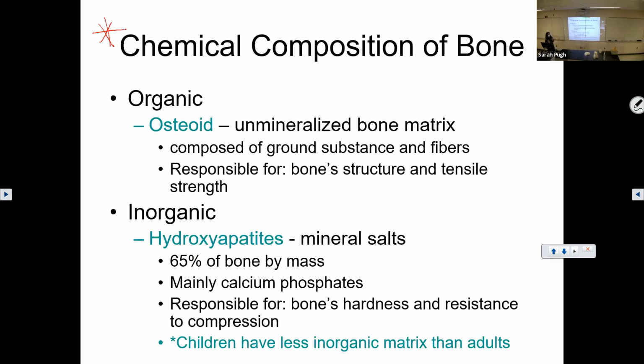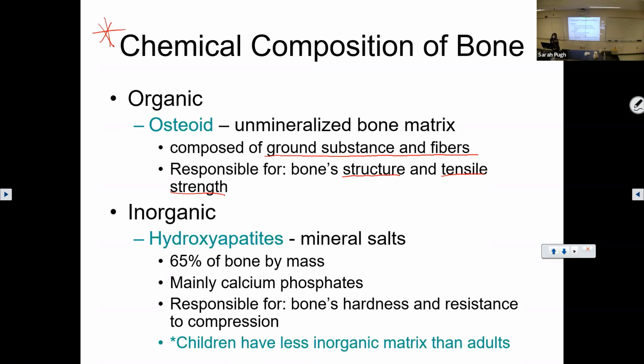So chemically, your bone is classified as an organic portion and an inorganic portion. The organic portion of your bone is called osteoid. This is basically a matrix that is ground substance and fibers. That's it. It's an extracellular matrix, ground substance and fibers. It is giving the bone a structure and some strength, right? Because collagen fibers are strong.